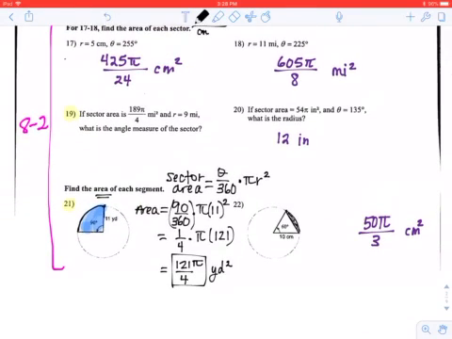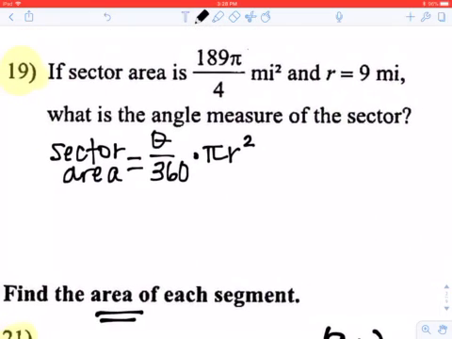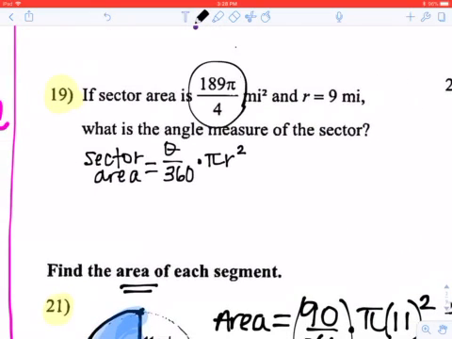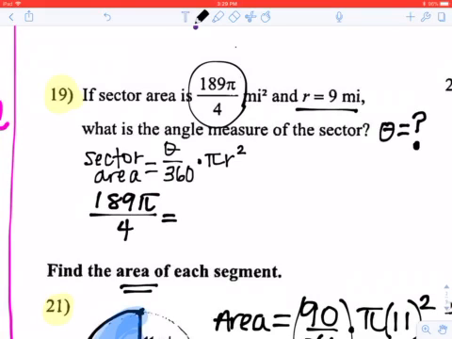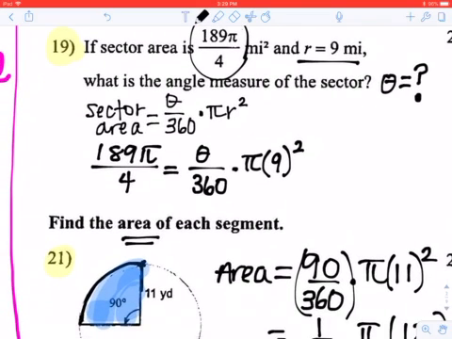Math. Okay. Number 19, I'm going to use the same formula, so let me just move this over here for me. Yay, technology. But now I'm given the sector area is this. I know the radius, and I don't know what? Theta. I don't know what the angle is. So let's plug it in. 189 pi over 4 is the sector area. Theta is theta, because I don't know what it is. And the radius is 9, so 9 squared.